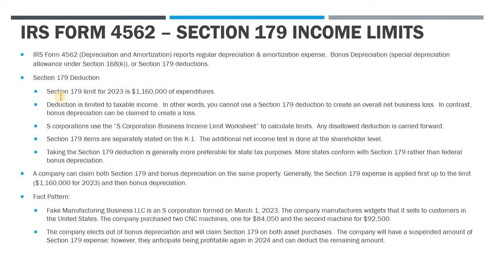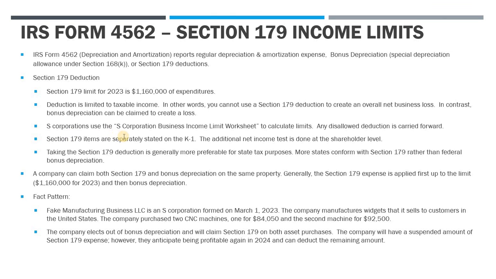Now, unlike the bonus depreciation, Section 179 has a taxable income limitation. So what this means is that you cannot use Section 179 to create an overall business loss. And so that's what we're going to see with our example fact pattern here: the company claims 179, but they have a taxable income limitation that suspends a portion of their deduction. It's not lost forever, it just gets carried forward to next year.